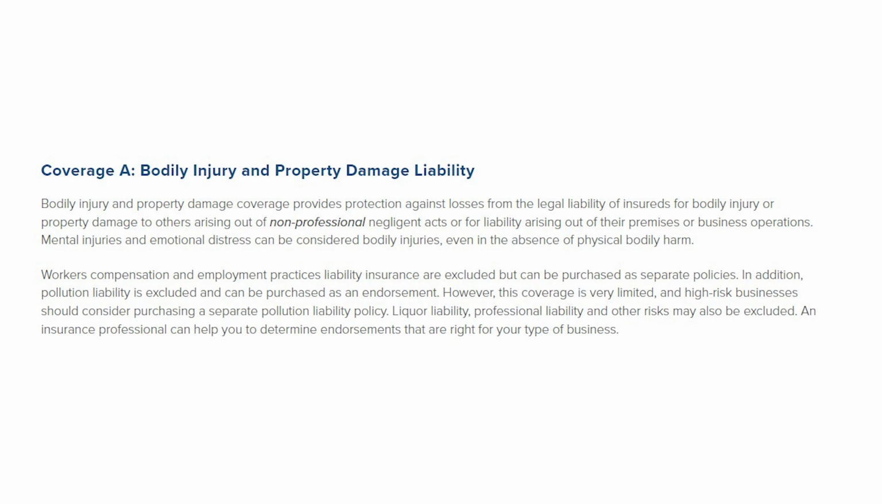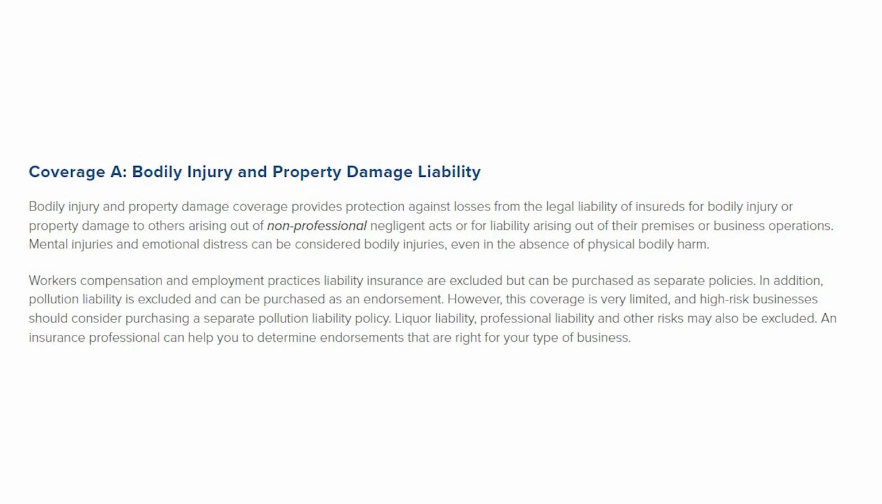Coverage B: personal and advertising injury. Personal and advertising injury liability protects and insures against liability arising out of certain offenses such as libel, slander, false arrest, infringing another's copyright, malicious prosecution, use of another's advertising idea, wrongful eviction, wrongful entry, or invasion of privacy.